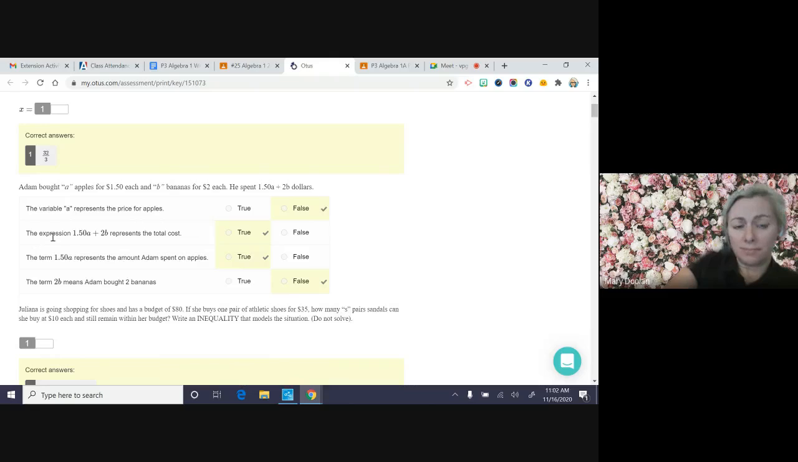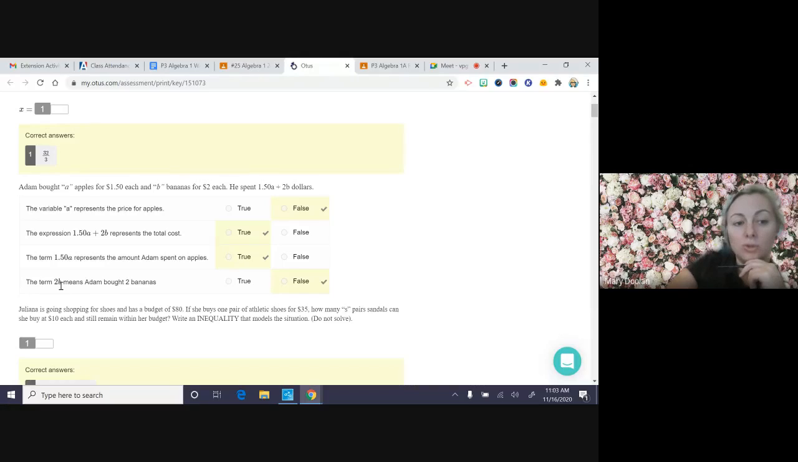Second one, the expression 1.50A plus 2B represents the total cost. Yes, it does. The term 1.50A represents the amount Adam spent on apples. That's absolutely true, because 1.50, that's the cost of one apple. A is the number of apples, so when you multiply that together, you get the total cost just on apples.